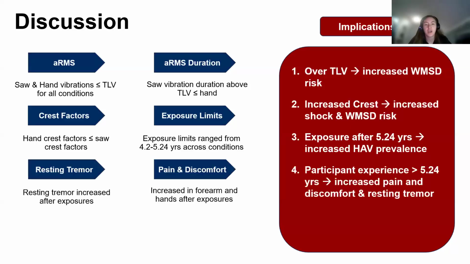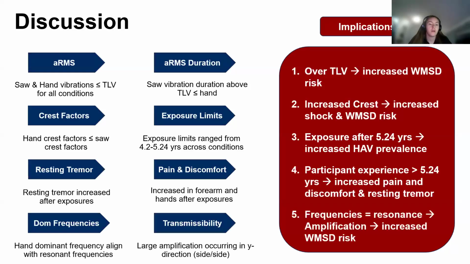And when actually looking at our pain and discomfort, as well as the resting tremor prevalence, this was really found to be true. In all three axes, resting tremor increased, as well as hand and forearm pain increasing from pre to post. So this further supports the idea that vibration exposures really do lead to the development of some hand-arm vibration disorders and syndromes.